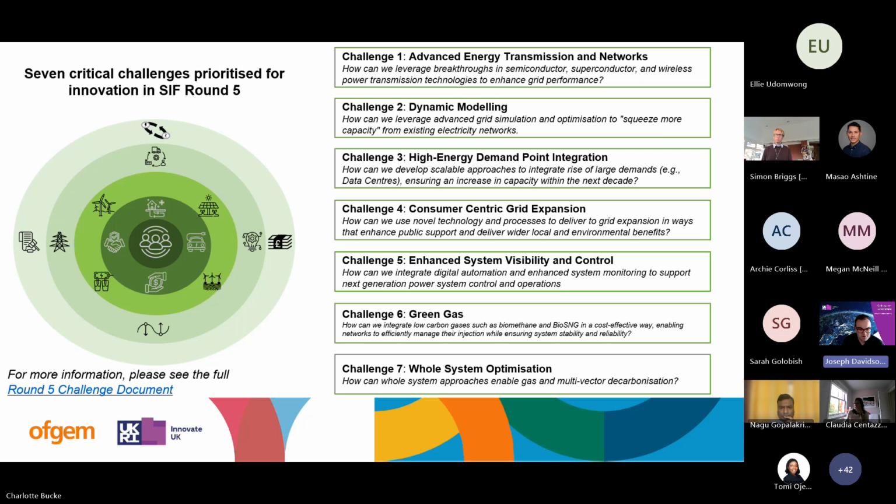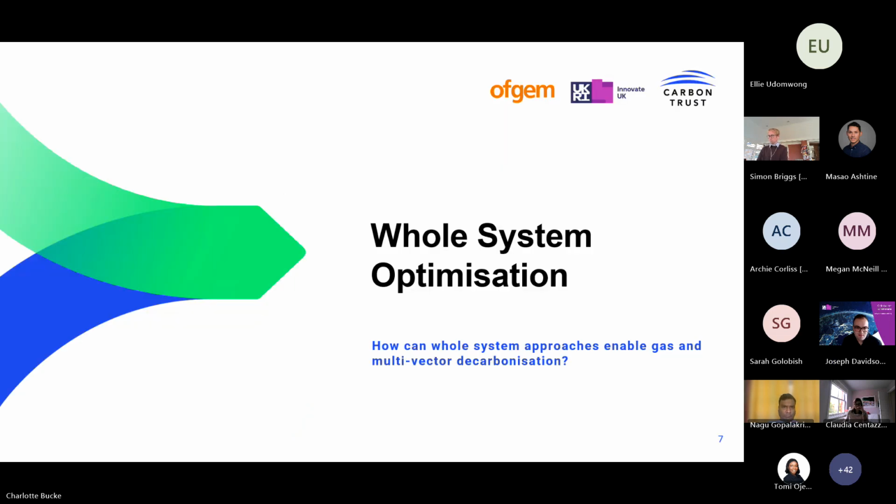Of the 7 on the slide, we're focusing today on number 7, whole system optimization. So this is looking at cross-vector, multi-vector approaches to enable whole system benefit. So I'll chat a bit more about the slide, but the challenge document linked in the slide here is a great resource to look at if you're interested in this challenge or any of the others as part of round 5.